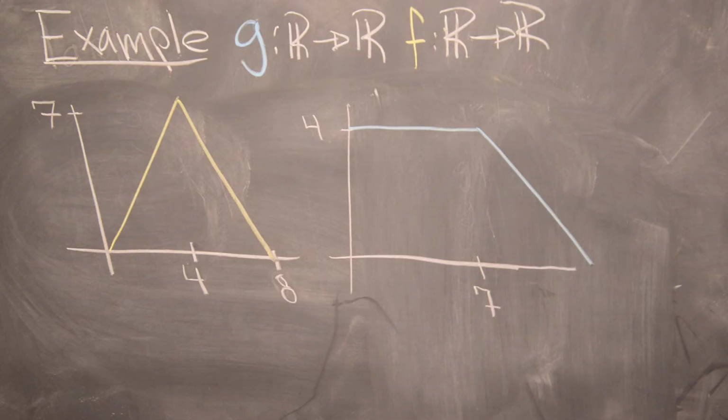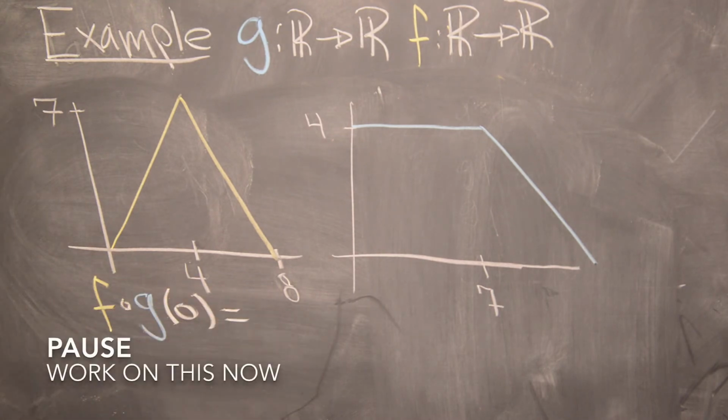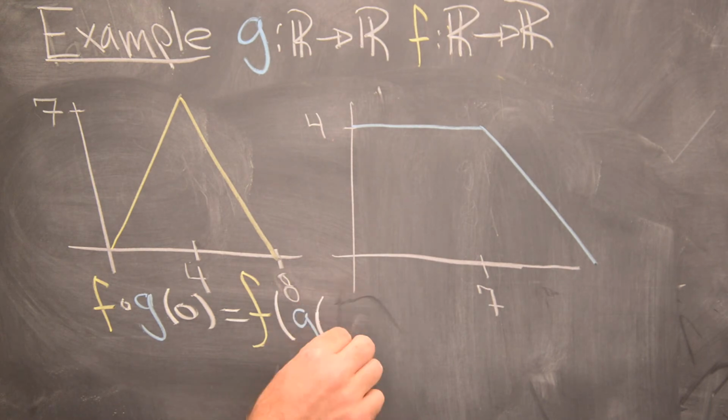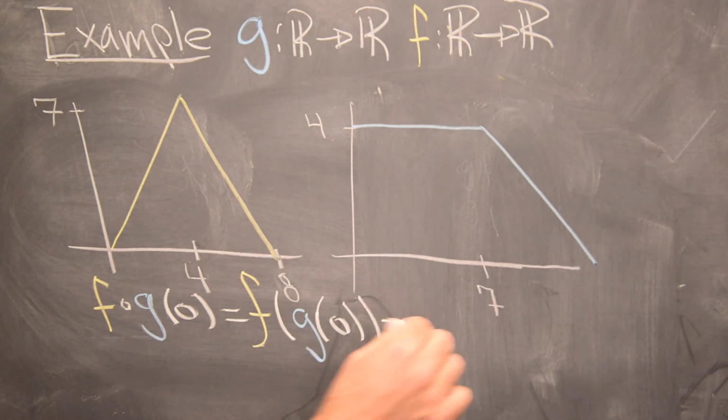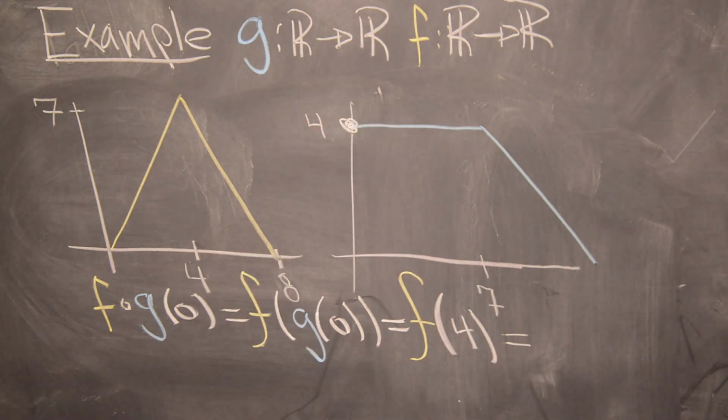Here we have two functions, f and g, given by their graphs. F is the yellow graph, and g is the blue graph. What is f composed with g of 0? To compute f composed with g of 0, we calculate the value of f when we plug g of 0 into f. So first, we look at the graph to find the value of g of 0. G of 0 is 4, and f of 4 is 7.